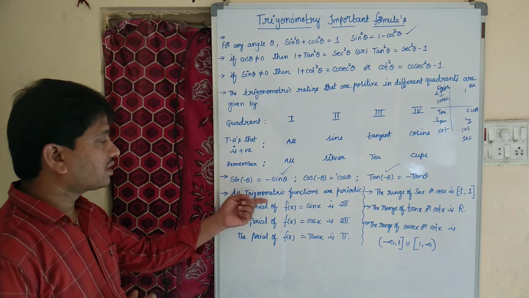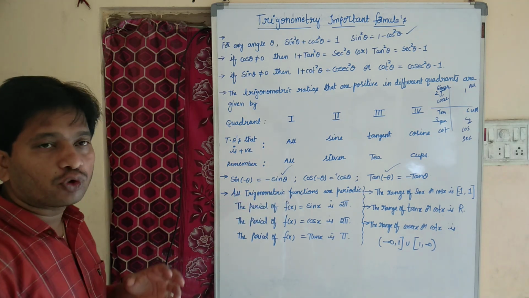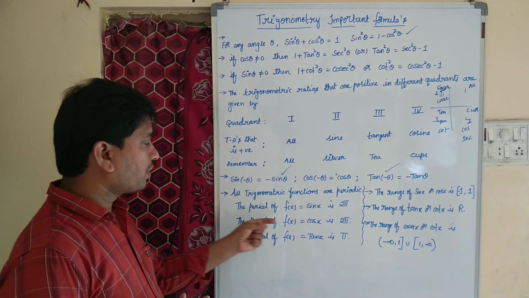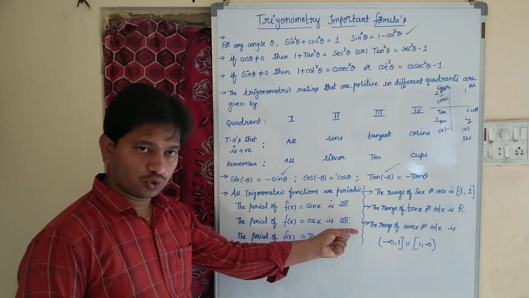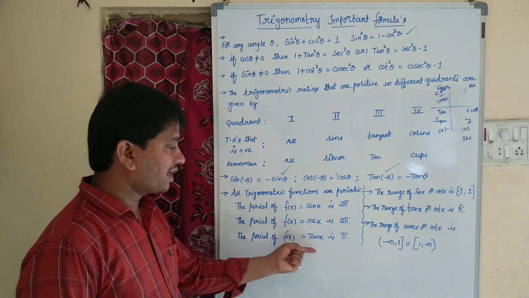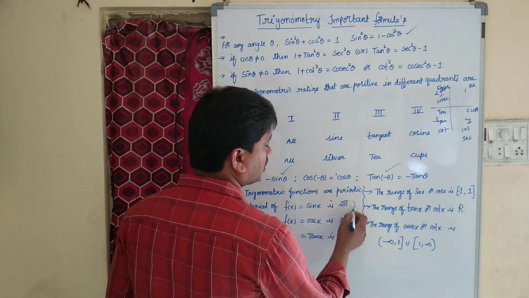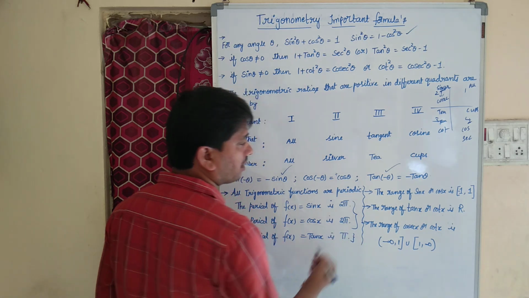Next, all trigonometric functions are periodic. And what about the period of sin x, which is 2 pi? And what about the period of cos x, which is also 2 pi? And what is the period of tan x, which is pi? So children, remember the periods of sin and cos, both are 2 pi, and tan is pi.